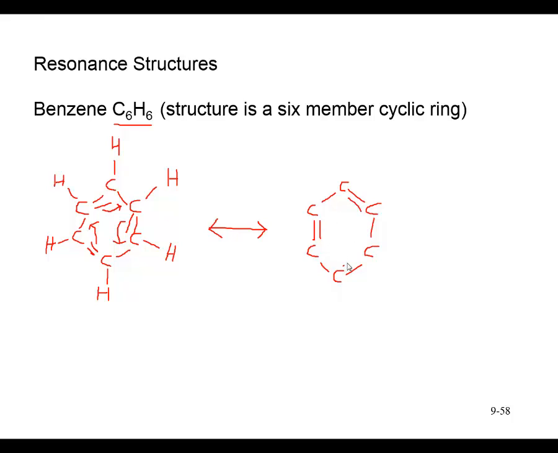So there's my resonance structure. I just moved those. Now I still have my hydrogens present. They didn't move. Their bonding didn't change here. So now I have 2 resonance structures to explain benzene. Now benzene is a very flat, planar molecule.